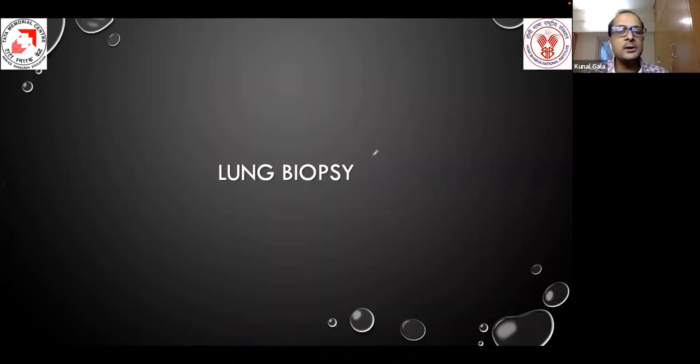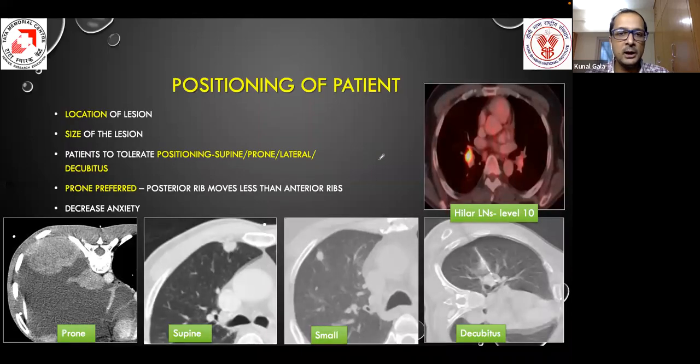Now let's come on to each organ biopsy, starting with lung biopsy. In lung biopsy, the position of the patient needs to be perfect. The location of the lesion needs to be seen properly on the pre-procedure scan. We can use a supine approach, prone approach, lateral approach, or lateral decubitus, depending on which position the patient is comfortable in.